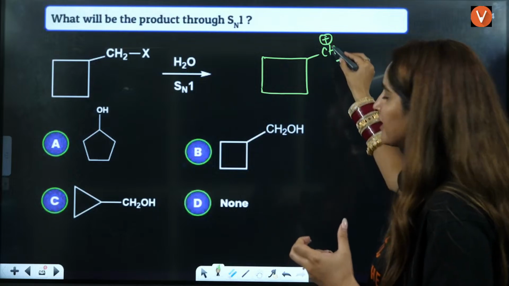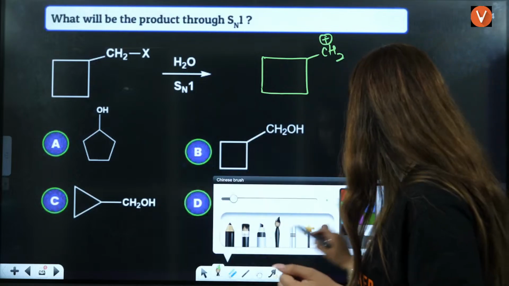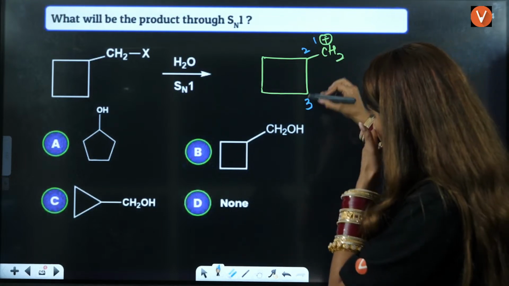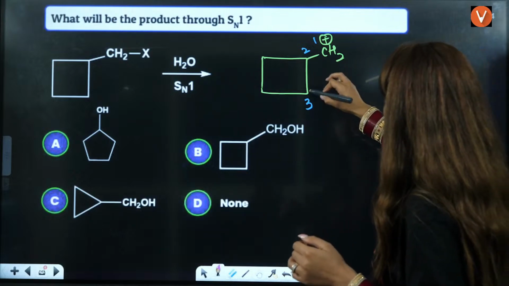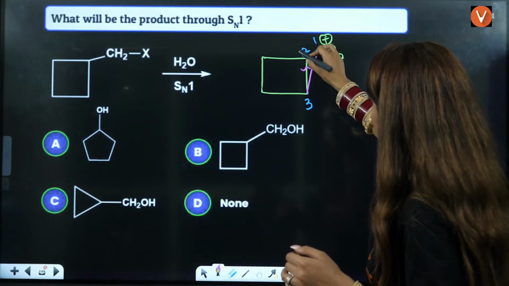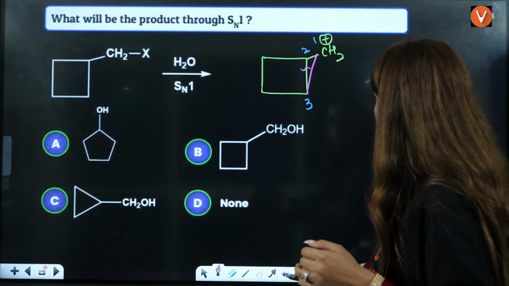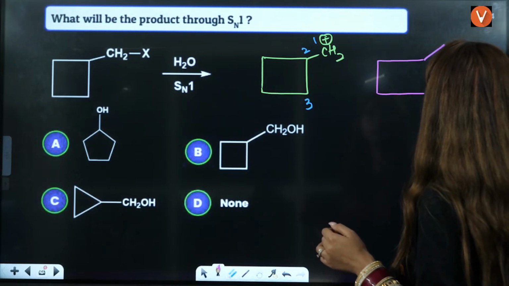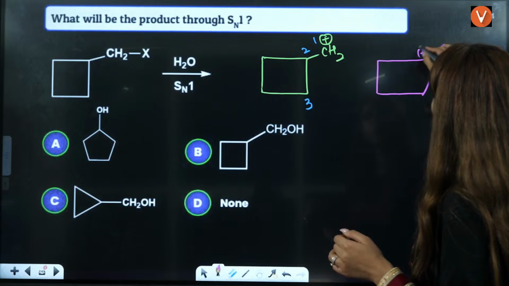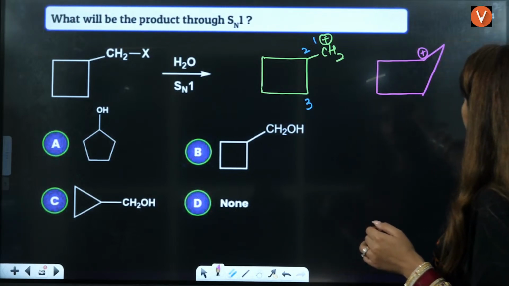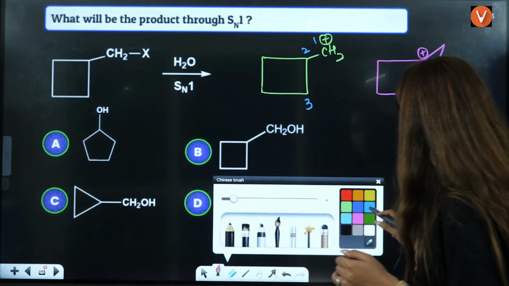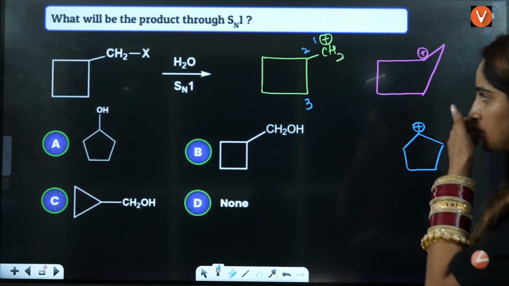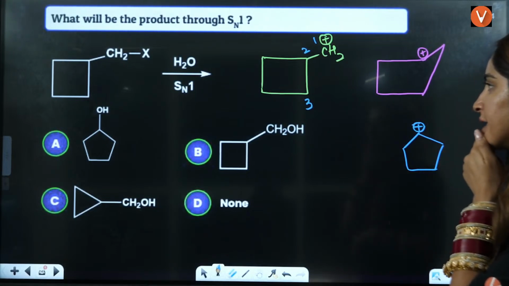Whenever you have a positive charge outside the ring, there is going to be ring expansion. This is 1, this is 2, this is 3. So what you are going to do is join 1 and 3, break this bond, and put the positive charge here. Now that is going to be our final structure, this kind of situation. Then you are going to add OH here.